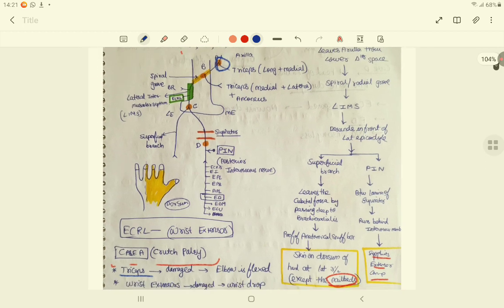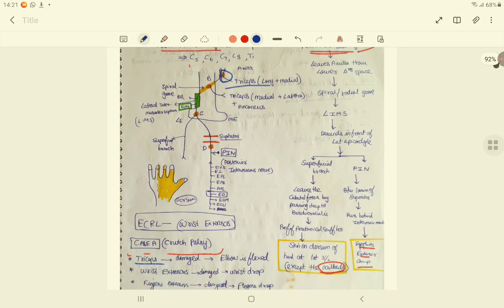You can see the triceps is getting damaged, right? So obviously, what's the function of the triceps? Extension of the elbow. So when extension is not there, obviously the elbow will be flexed.